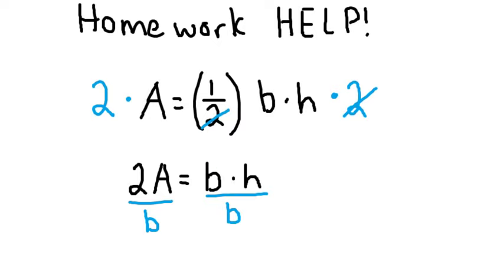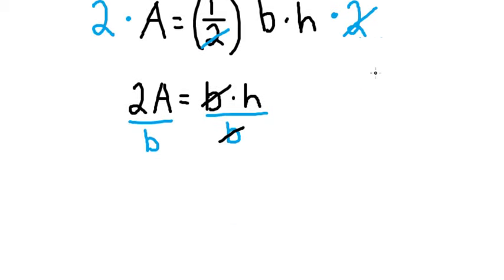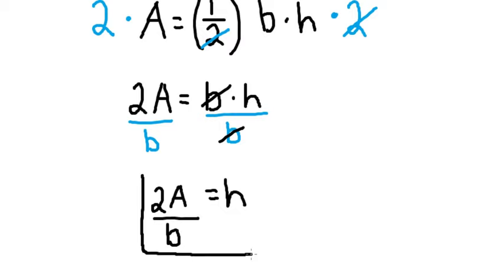So that would cancel. This b would cancel out with this other b. And we would be left with, on the right-hand side, just h. On the left-hand side, nothing cancels because we don't have a b on top to cancel with the b on bottom. So we leave that as 2a over b equals h. And that would be the final answer.